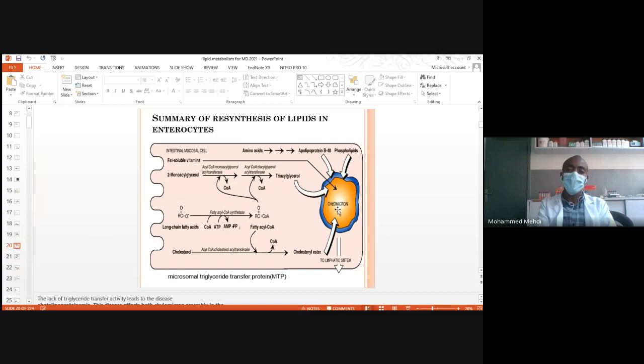Number one. Number two is to activate enzymes. At the end, this chylomicron enters into the blood circulation and reaches the target organ, and then it is hydrolyzed or degraded by enzyme.